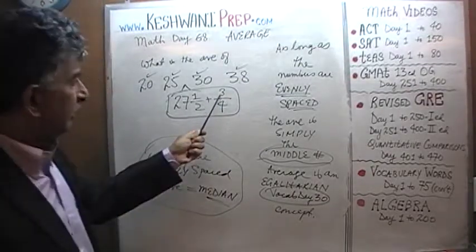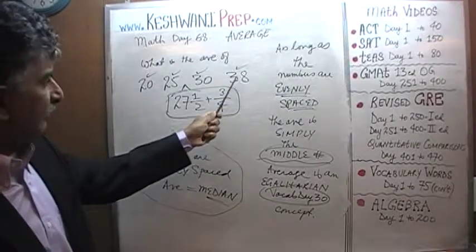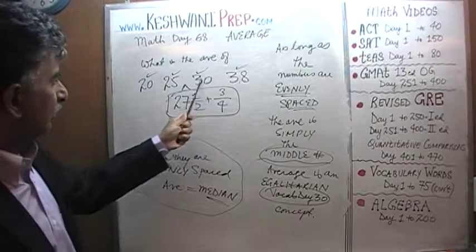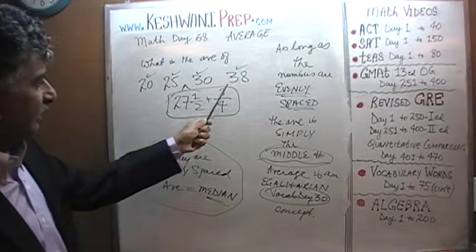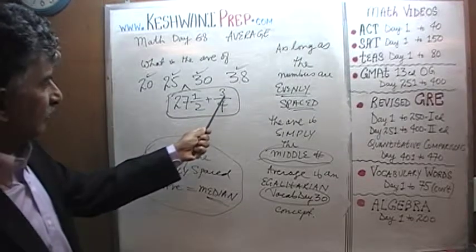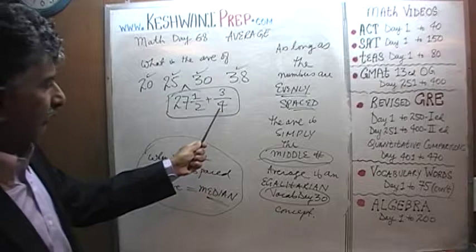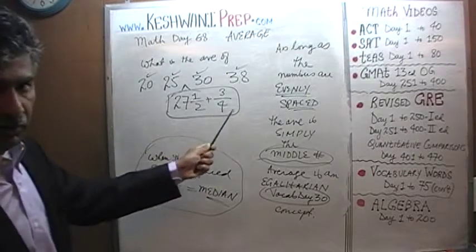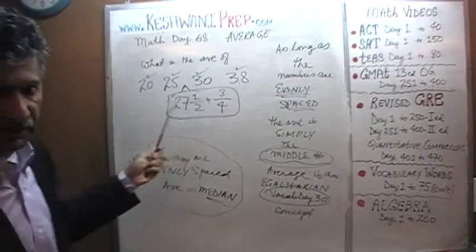27.5 3/4. Where did 3/4 come from? We took the extra $3 and we distributed it among 4 people. 1, 2, 3, 4. That $3 extra from 35 is distributed among 4 people. Therefore, it's 3/4. Now, we can't leave it like this. None of the answer choices is going to look like that, obviously.